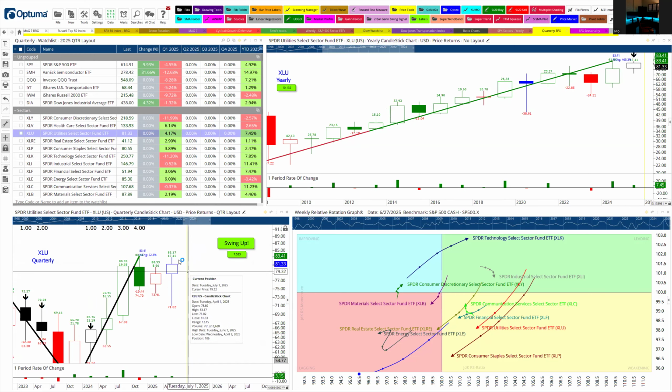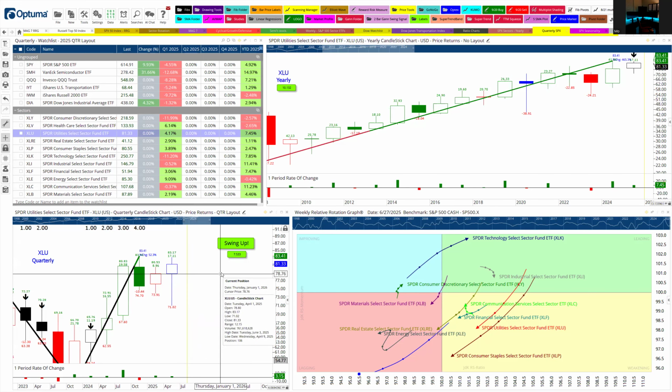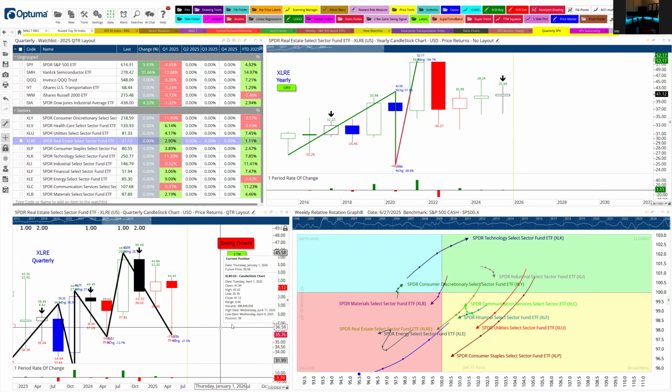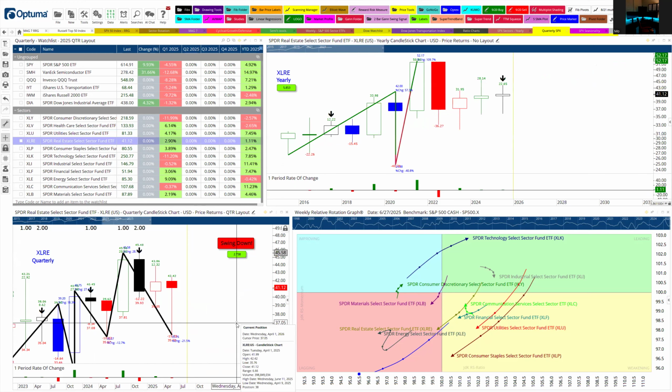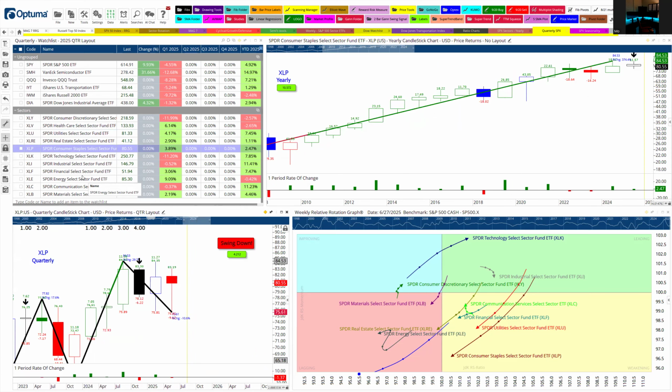Utilities, real estate, dying. So we have healthcare and real estate, consumer staples, dying for like 4 quarters, almost a year now. Call it right, 4 quarters makes 1 year. Since this high right there, it just literally went sideways.